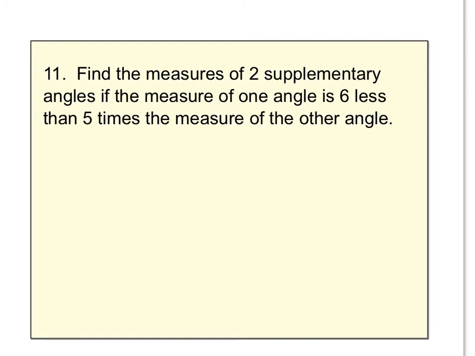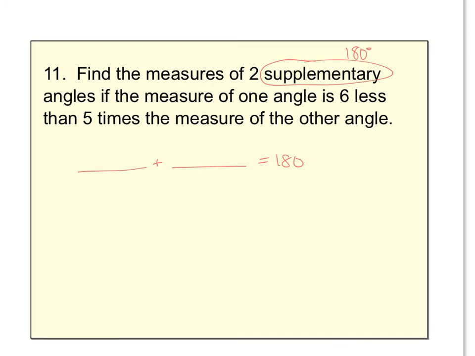For number 11, we're going to take those algebraic skills, that translation skill, and apply it to a geometry question. Number 11 says, find the measure of two supplementary angles if the measure of one angle is 6 less than 5 times the measure of the other. I see I have two angles, and I see that they're supplementary. Now remember, supplementary means they add up to 180 degrees. So I'm going to have something plus something add up to 180.